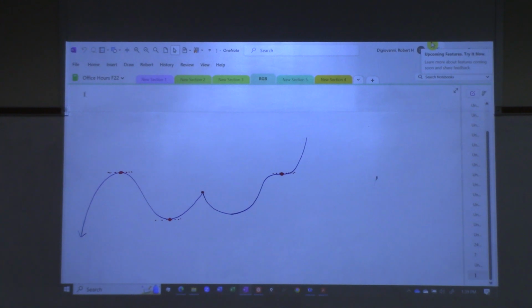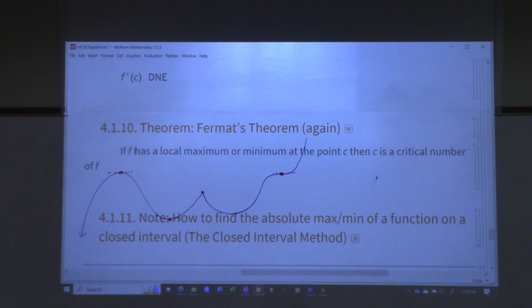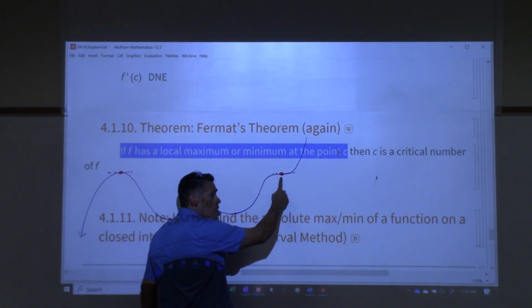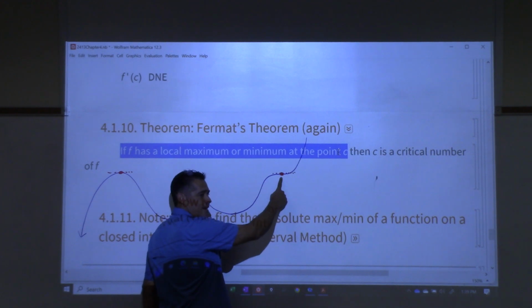I'm going to put it back up here, because it's so important that you read this properly. What's the condition? If you have a local max or min at a point, then the derivative must be either 0 or doesn't exist. Is this a local maximum or minimum? No.